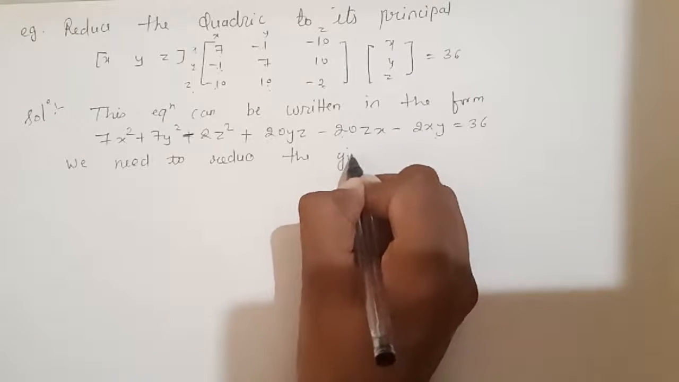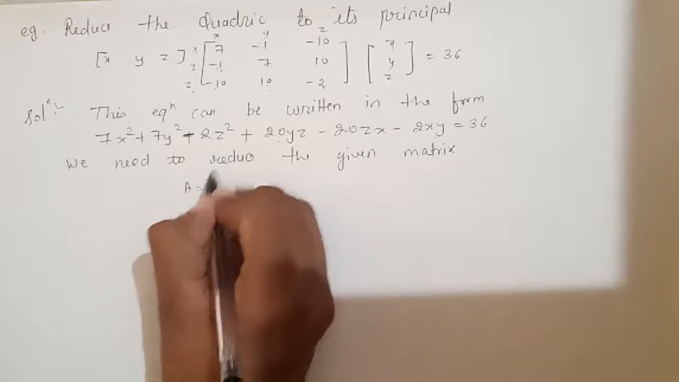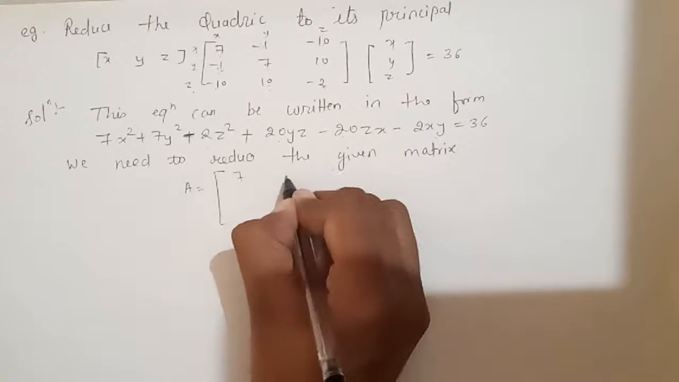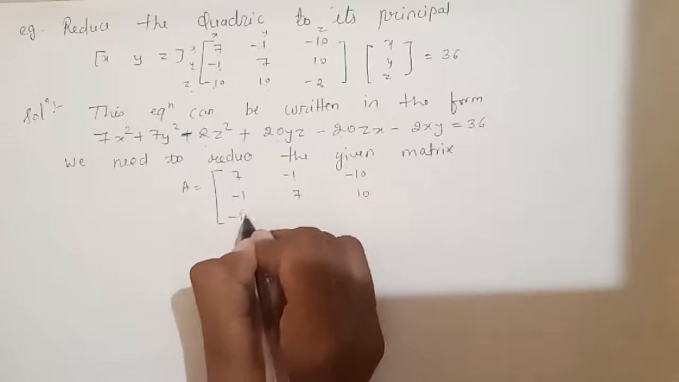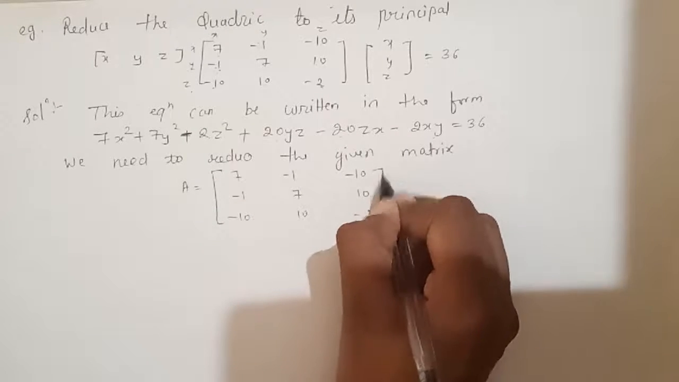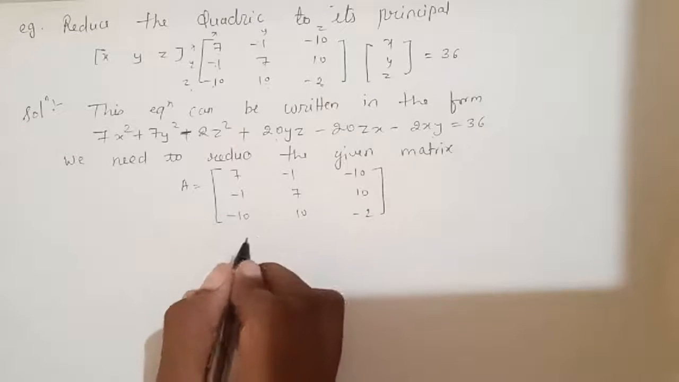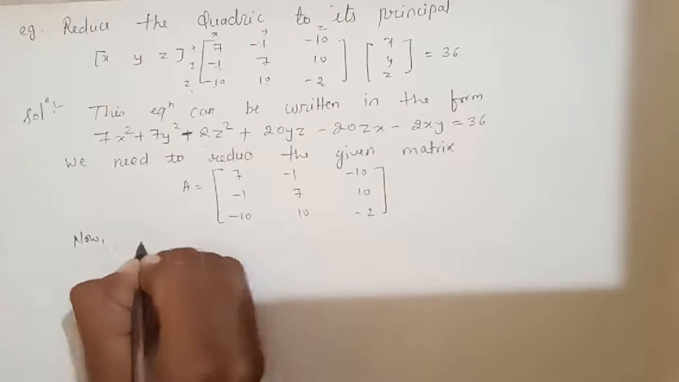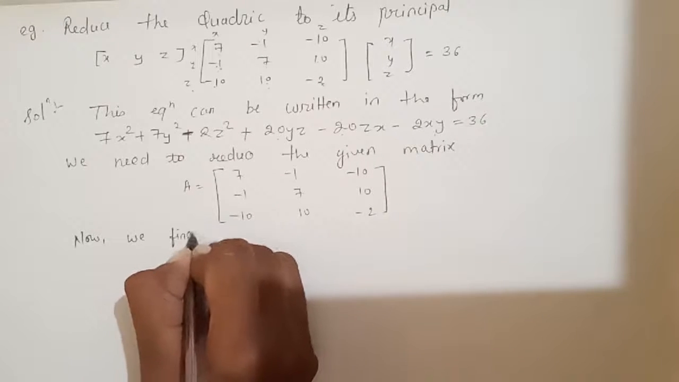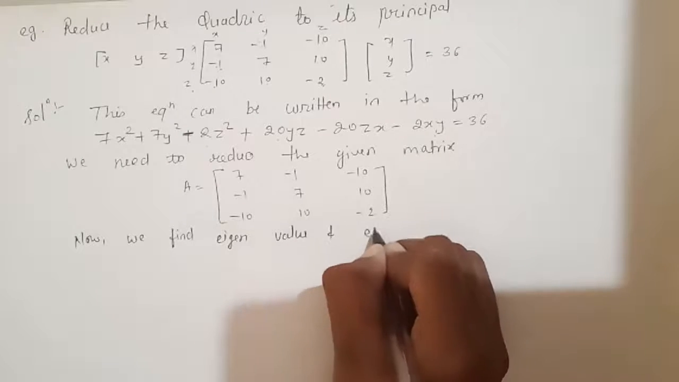the given matrix. Suppose we have the matrix 7, minus 1, minus 10; minus 1, 7, 10; minus 10, 10, minus 2. So this is the matrix which we have and we want to reduce this matrix. To reduce this we will find the eigenvalues and eigenvectors of this matrix. Now we find eigenvalue and eigenvector.